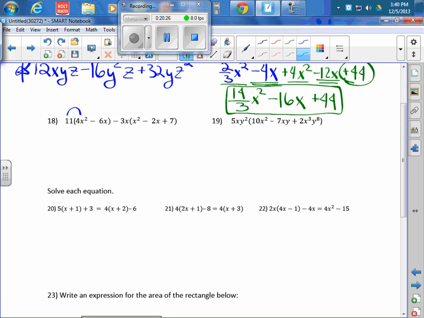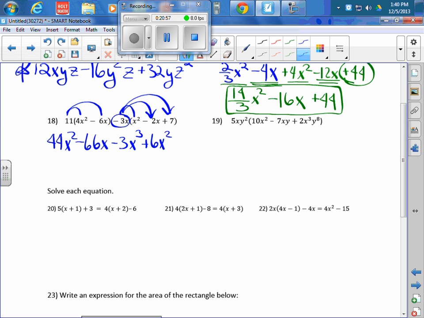11 times 4x squared, 44x squared. 11 times negative 6x, negative 66x. This is a negative 3x. Circle it. Negative 3x times x squared is negative 3x to the third. This is negative 3x times negative 2x, positive 6x squared. Look at what's happening here, right? Then it's negative 3x times positive 7, negative 21x.